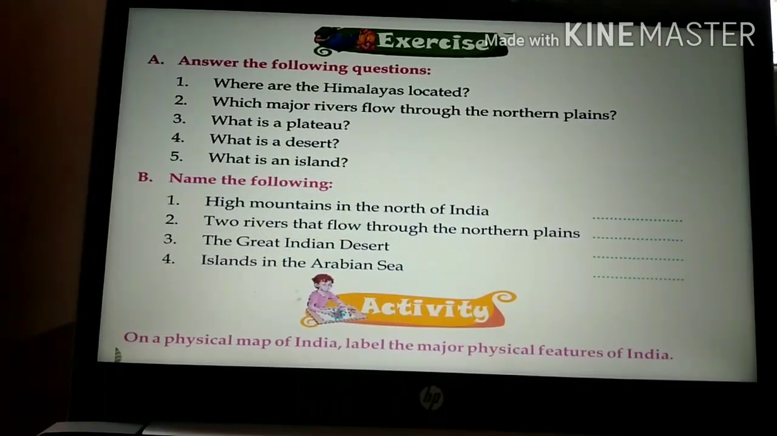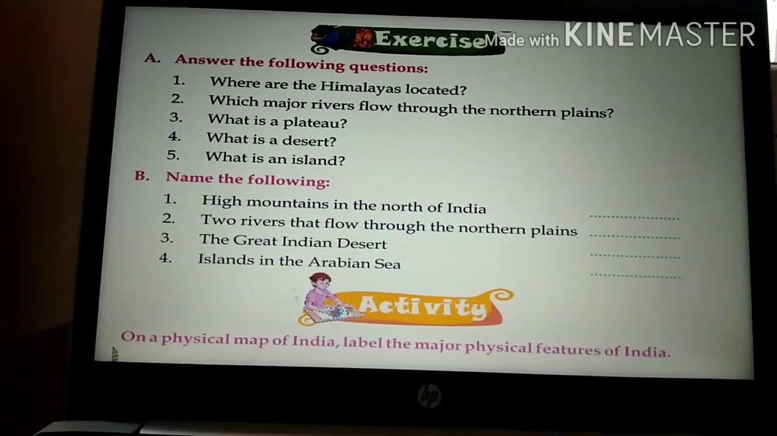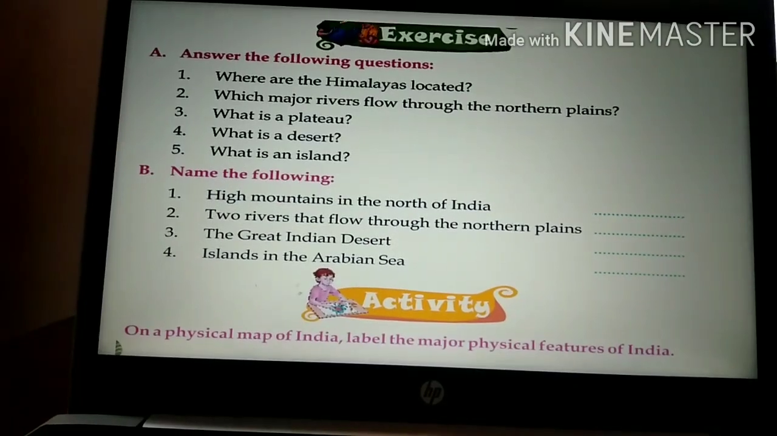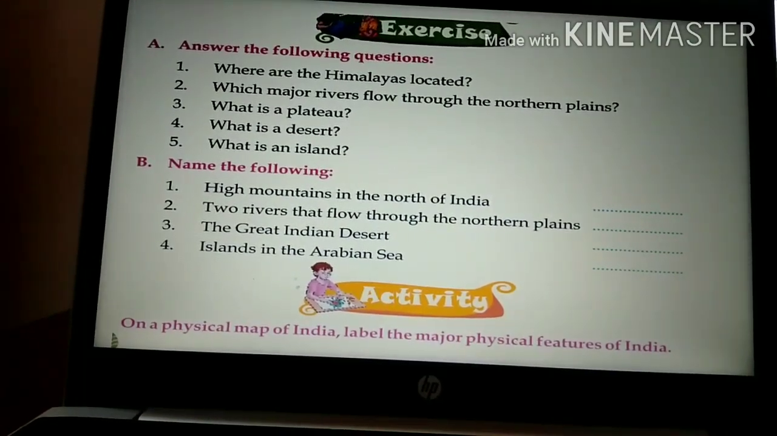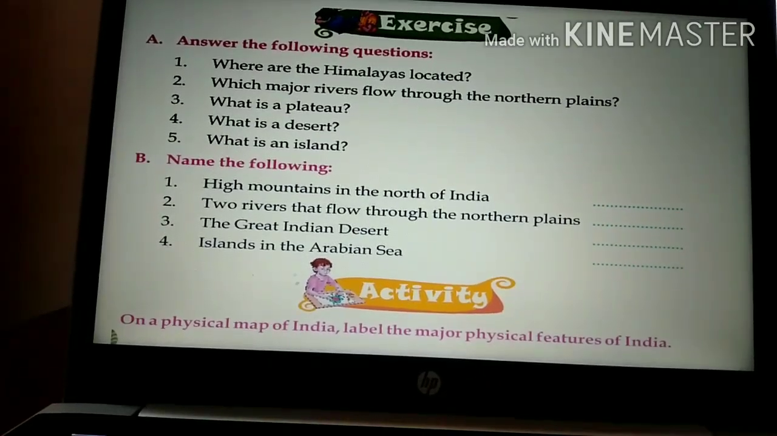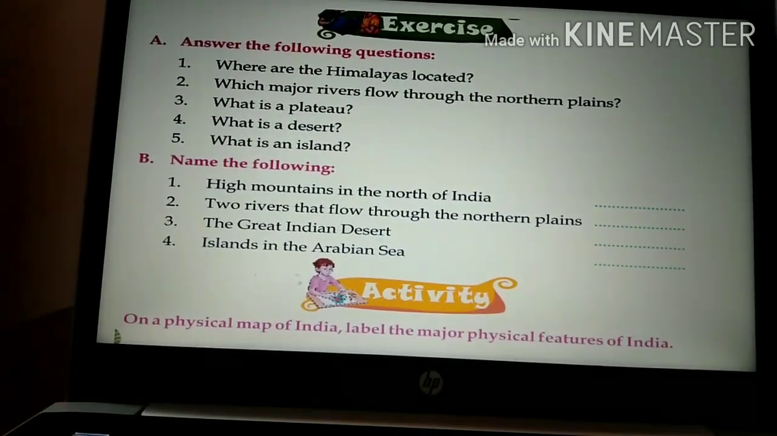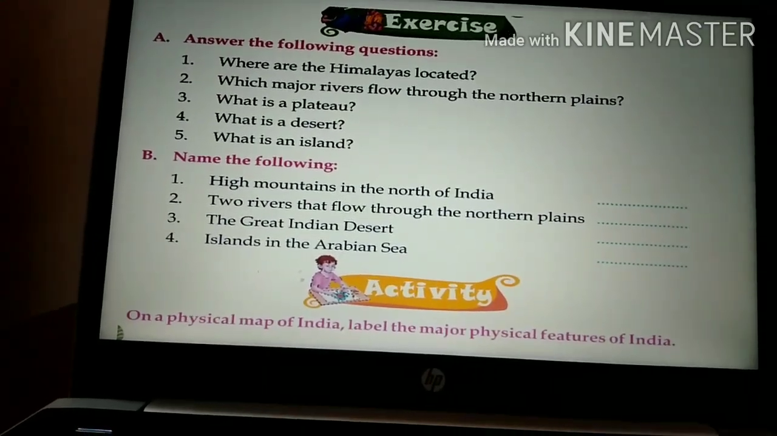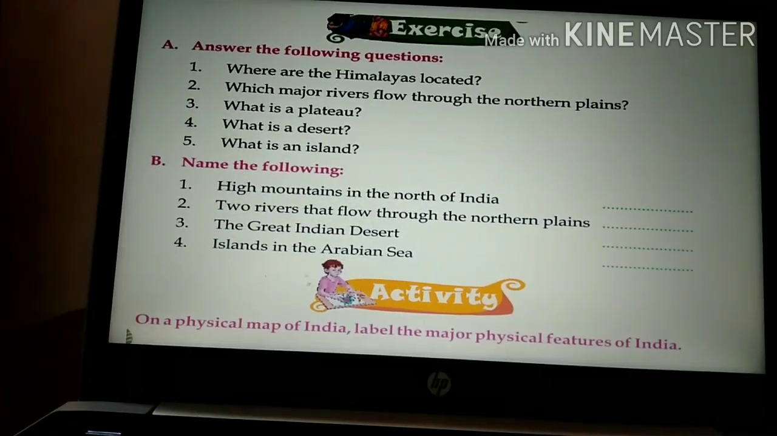Question number 4. What is a desert? A large area of land covered with sand is called a desert. What is a desert, children? A large area of land covered with sand is called a desert. What is an island? An island is a piece of land surrounded by water on all sides. Clear, children? What is an island? An island is a piece of land surrounded by water on all sides.